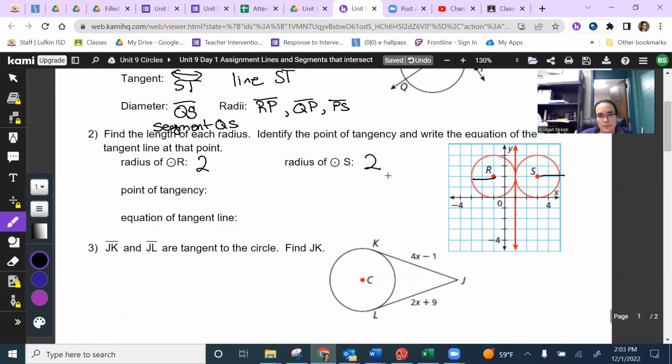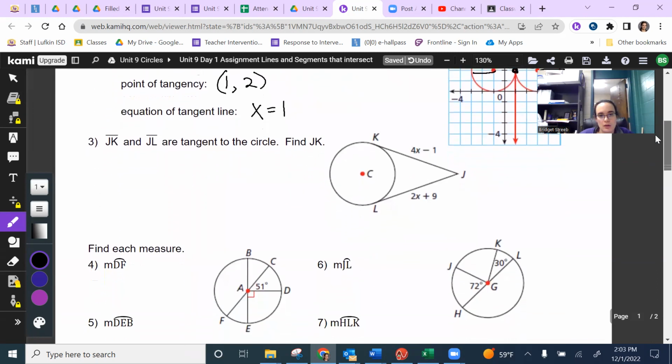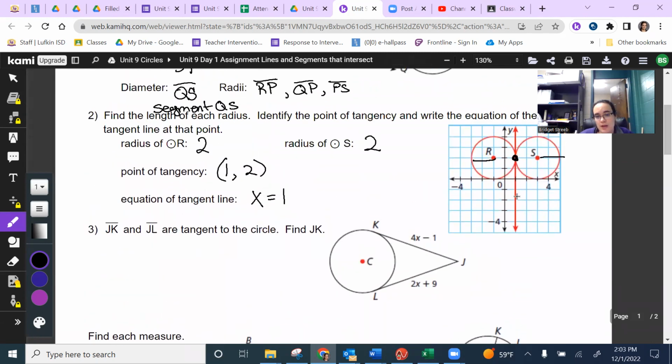That's 2. Point of tangency is the point where the two circles touch the tangent line, which is right here at 1, 2. Equation for the tangent line right here is x equals 1. And remember that it's x equals because it's a vertical line.